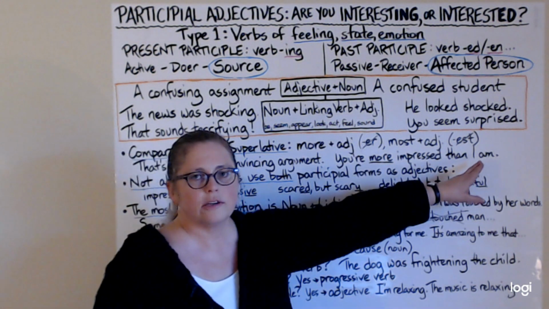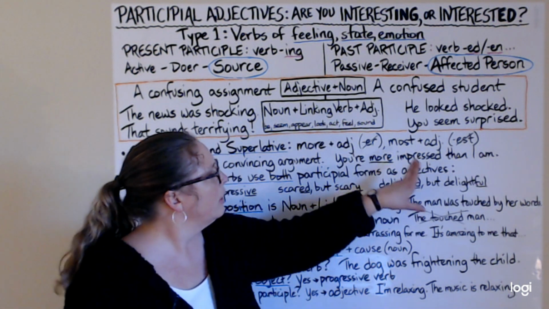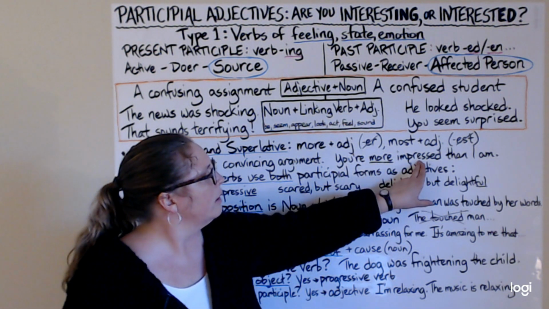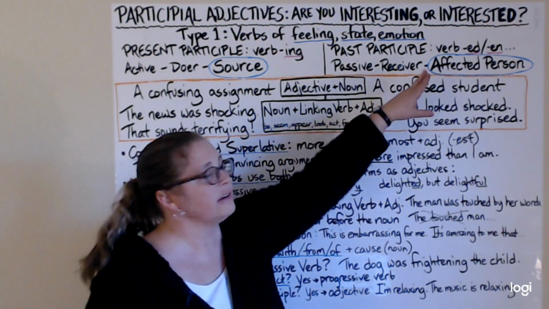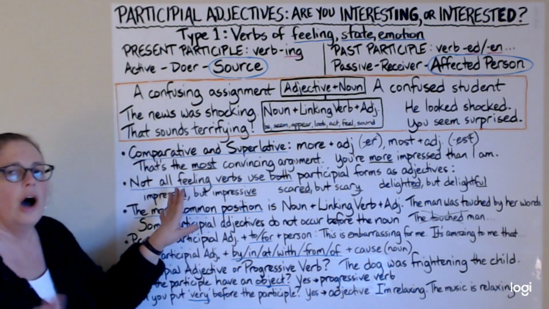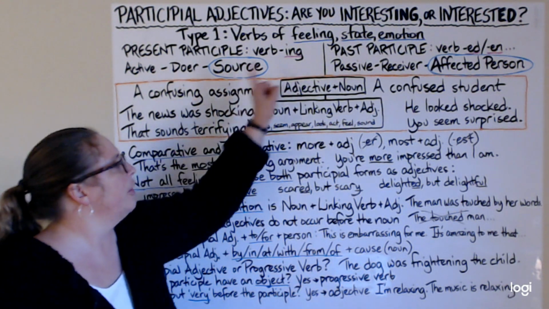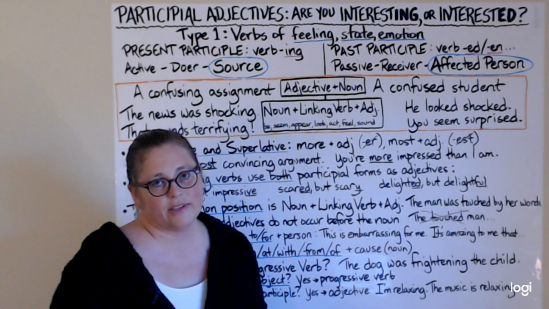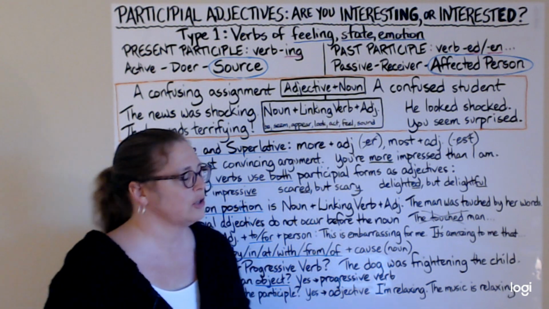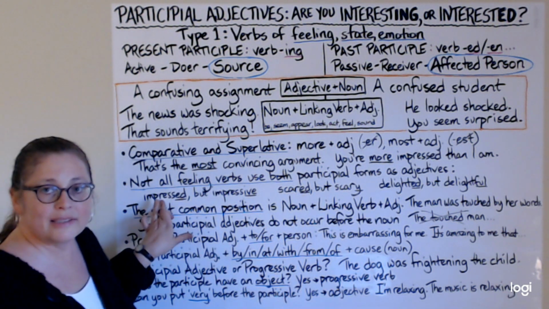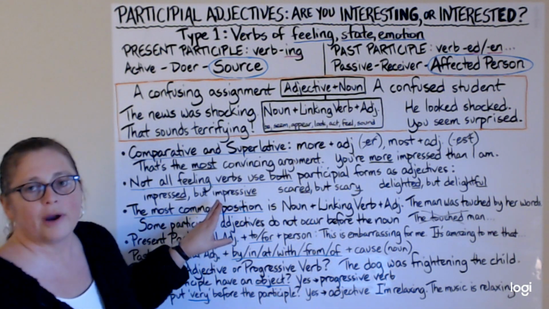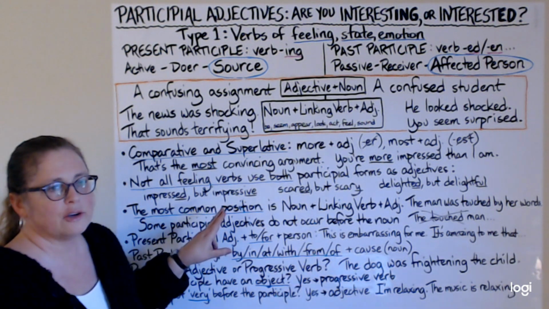You're more impressed than I am. More is the comparative. This is describing you, and you are the affected person. So we use the past participle. Not all feeling verbs use both participial forms as adjectives. That would be really nice, but you know there's always exceptions in English. So you can say impressed. That's the past participle. She was impressed. But you don't say impressing. You don't say the lecture was impressing.